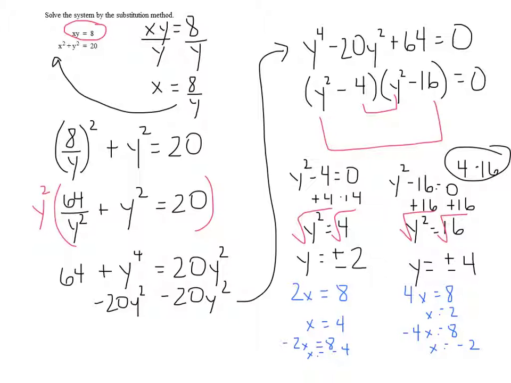We can check those real quick with the x squared plus y squared. If we use 2 for y and 4 for x, that's going to give us a 4 for the x squared plus 16 for the y squared, and 4 plus 16 is 20. So you can check those all just like that. Plug those values back into your equation to make sure that they work.